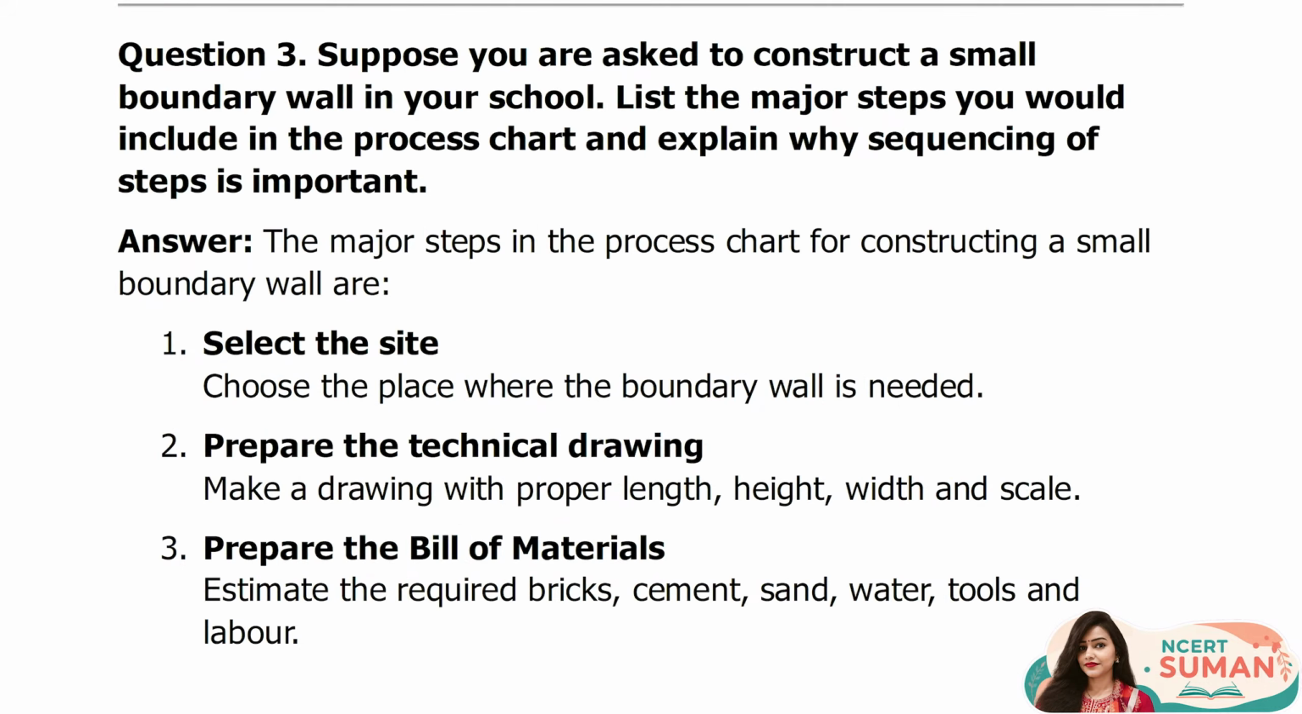Question 3. Suppose you are asked to construct a small boundary wall in your school. List the major steps you would include in the process chart and explain why sequencing of steps is important. Answer. The major steps in the process chart for constructing a small boundary wall are: 1. Select the site. Choose the place where the boundary wall is needed. 2. Prepare the technical drawing. Make a drawing with proper length, height, width, and scale. 3. Prepare the bill of materials. Estimate the required bricks, cement, sand, water, tools, and labor.